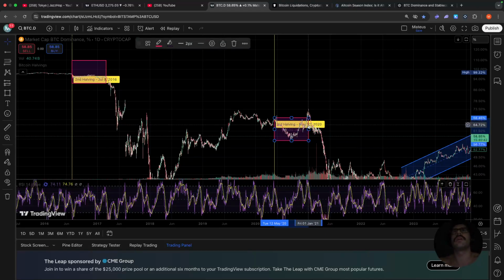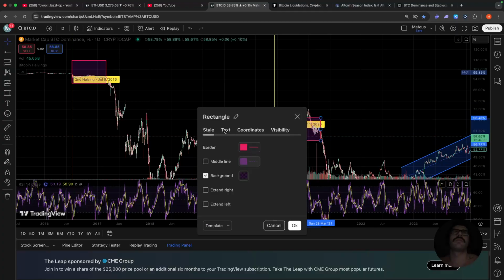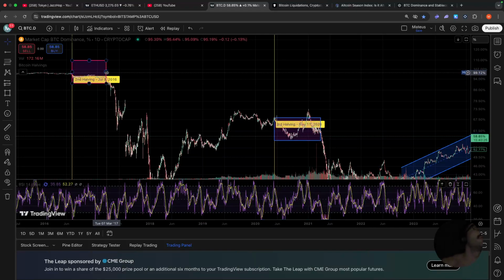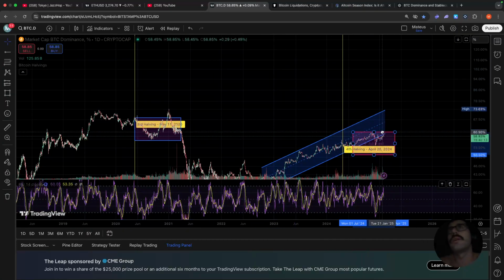Let's go to the second one, and for the second halving, we could say it started to drop heavily more like here, right? And let's change the color. Let's put a different color, okay? And this one I think we could put this part here, where it starts to drop really strongly, right? And then we can take this rectangle and put it in the current cycle.